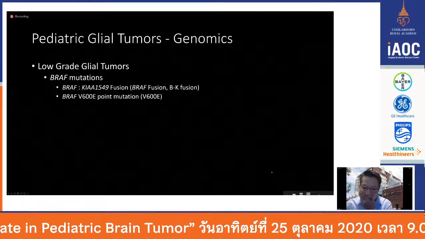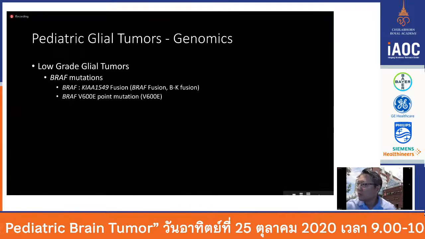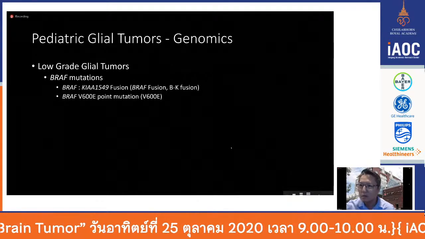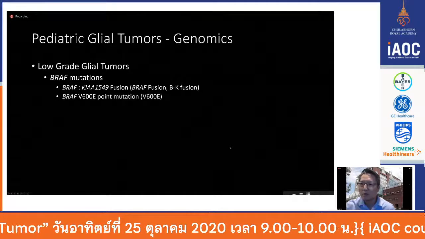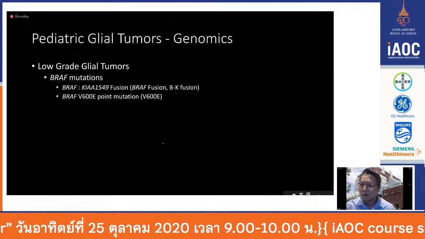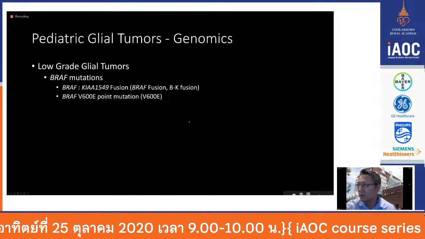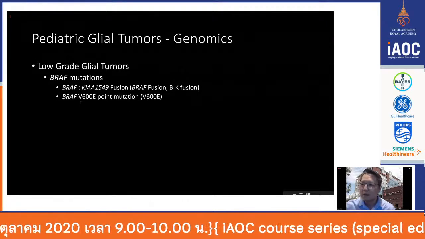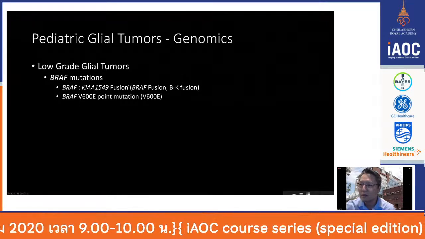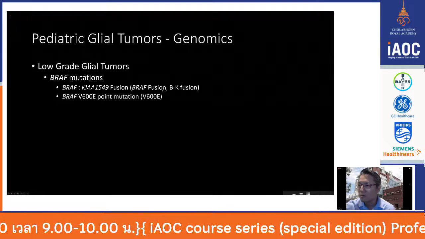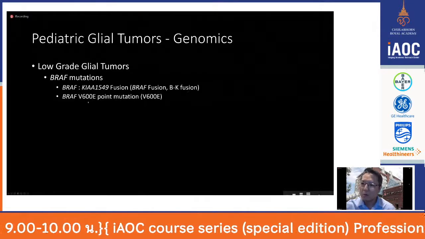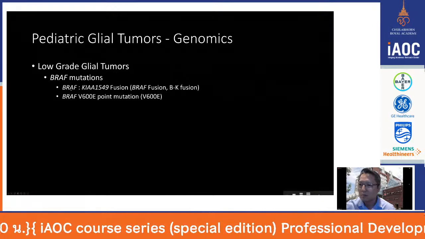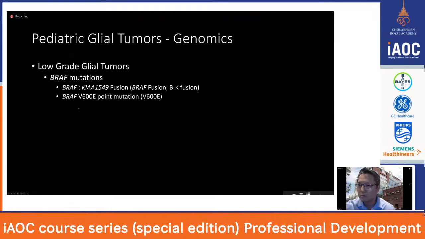All right. So we're going to go to our last group of tumors, which is the glial tumors, the pediatric glial tumors. And so we'll split these between low-grade and high-grade tumors. So low-grade tumors, typically what we're dealing with are BRAF mutations. And there's two main ones, which is the BRAF KIAA1549 fusion, or shortened to be BRAF fusion or BK fusion. And the other one is a point mutation at V600E within the BRAF genome. And so these are the most important mutations for low-grade glial tumors.